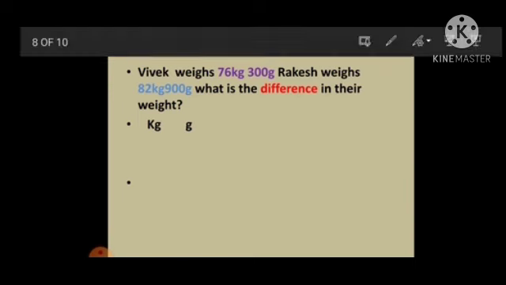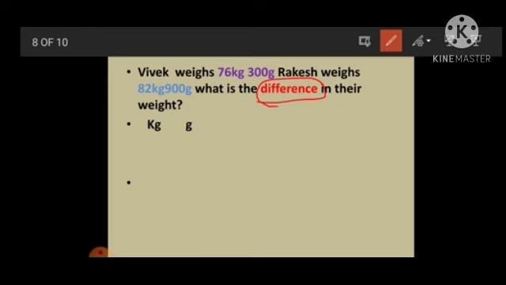Vivek weighs 76 kilogram 300 gram and Rakesh weighs 82 kilogram 900 gram. What is the difference in their weight? So here the given weights: Vivek's weight is 76 kilogram 300 gram and Rakesh's weight is 82 kilogram 900 gram. And what is the difference? Difference means what will we do? Subtraction.